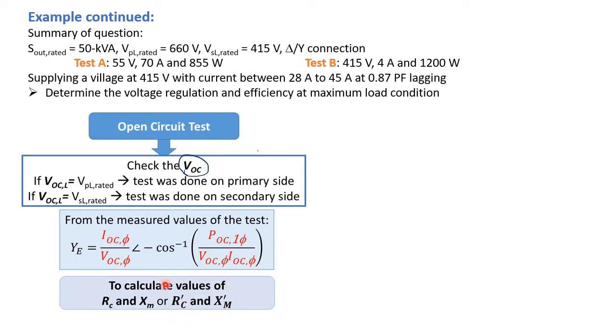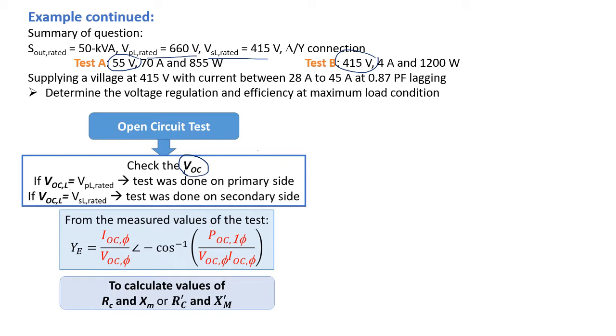Now we have these two test data, test A and test B, so let's look at the voltage. For test A, the voltage is 55 volts, and for test B, it is 415 volts. So looking at these two values and comparing with the rating, VP line rated is 660 volts and VS line rated is 415 volts.